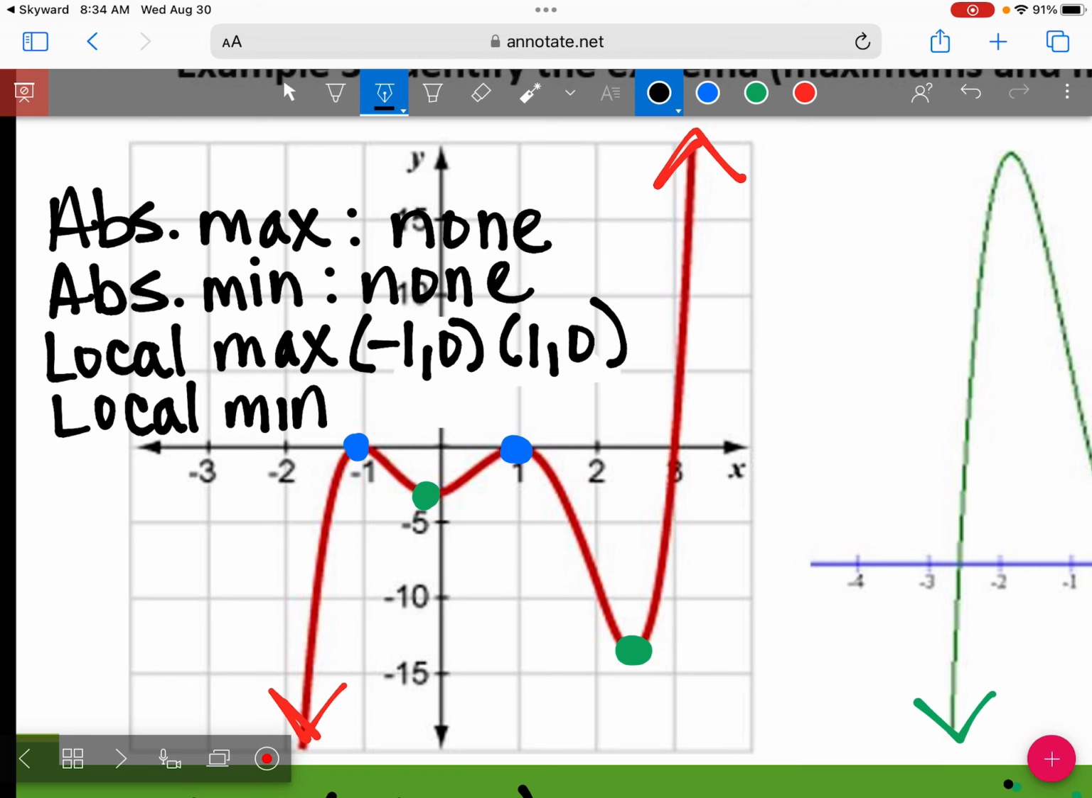And then for my local min, that's a little harder to estimate. It's a little less than 0 and it's about -4-ish. I'm going to round it to 0. It's probably like -0.2 or something. But again, we're just approximating to the best of our ability. And the second one is about here, which is +2.5. And we can say that's about what? What do you want to call that point? -14. That sounds good. Let's go with it. So 2.5, -14.